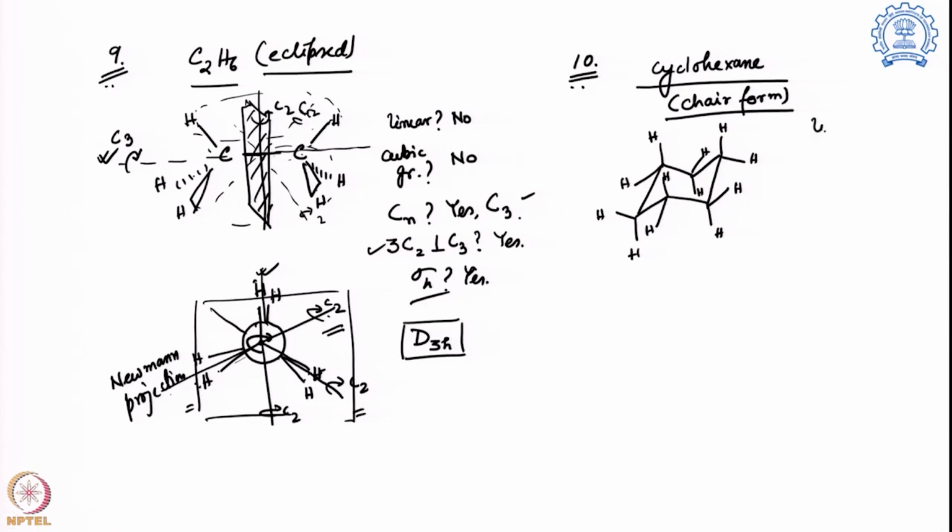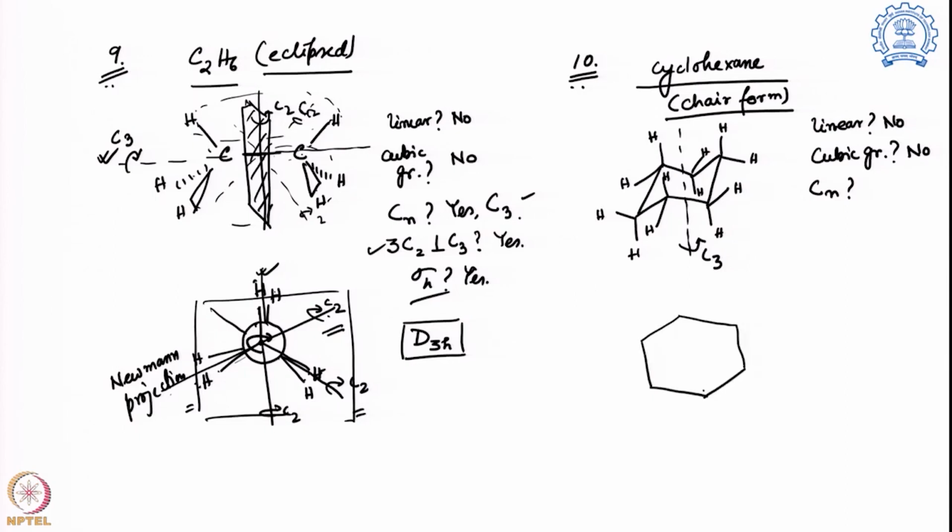So, first question, is it linear? Answer is no. Next question, whether it belongs to any particular cubic group? Answer is still no. Then the question is, what is the principal axis or Cn? That is going through this molecular structure through the middle, and it has a C3, but it is not very easy to see from here. So, what I am going to do is draw a structure of cyclohexane in this kind of way, top view.